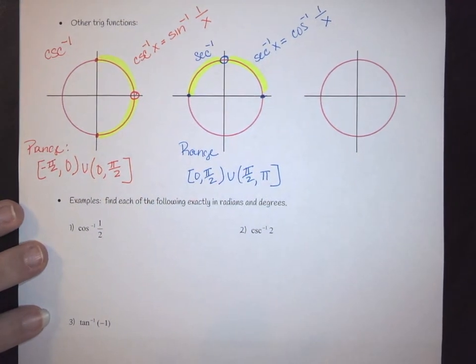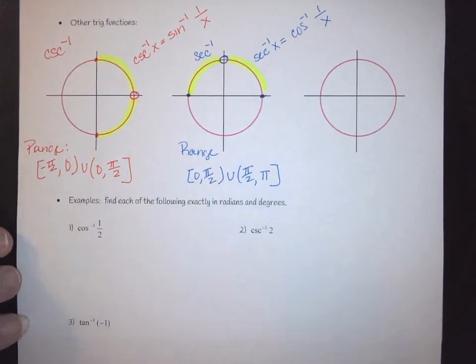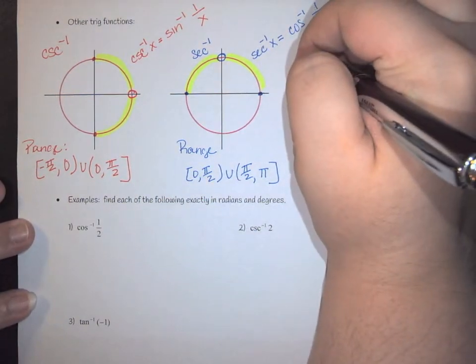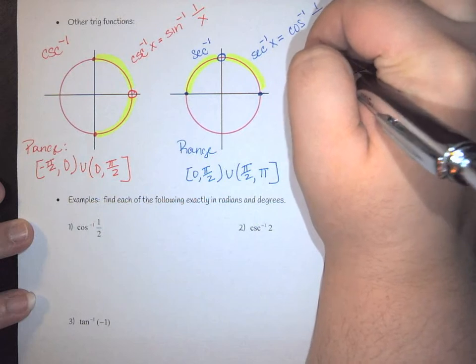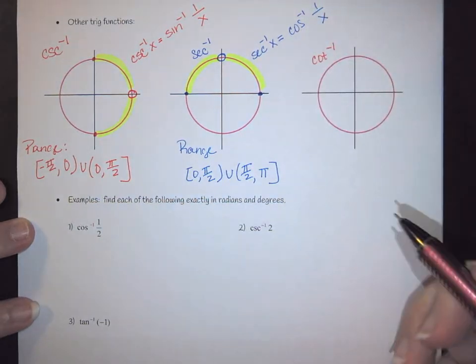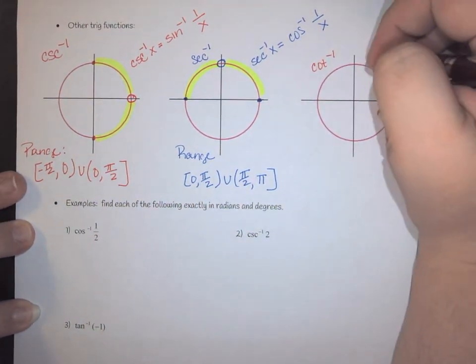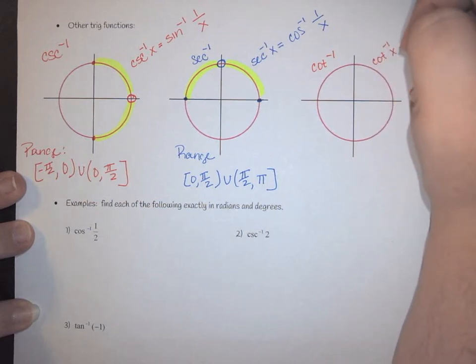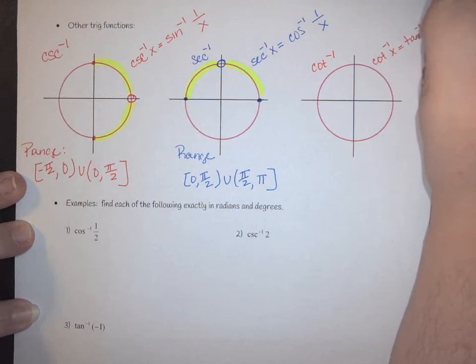Now notice, or you need to remember from everything you do, you're going to go from your smallest, most negative up to your largest, most positive. So be very careful when writing your domains and ranges. Now obviously the last one that we have here is the cotangent inverse. And just like before, your cotangent inverse of x is going to be the same as tangent inverse of 1 over x.